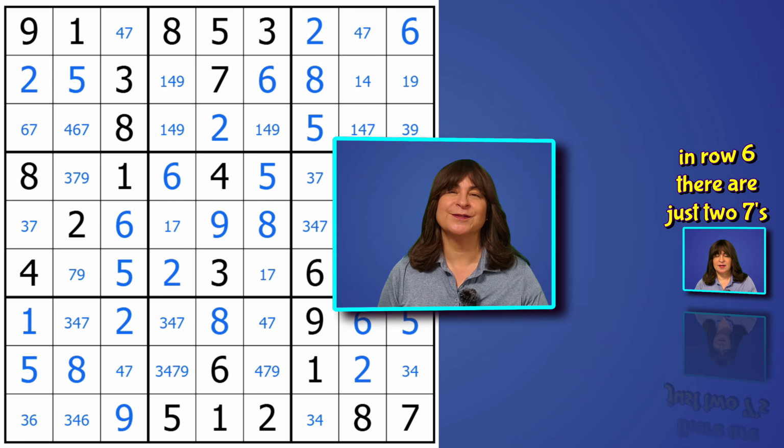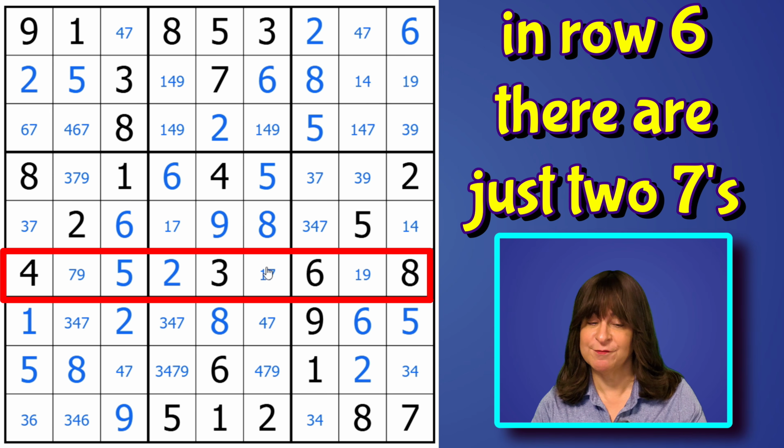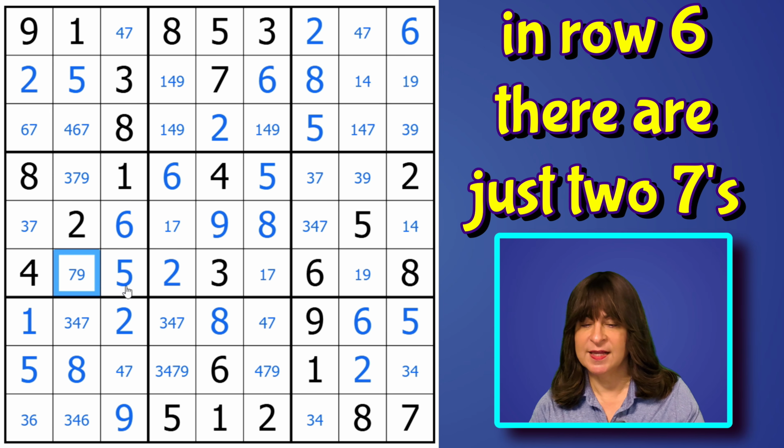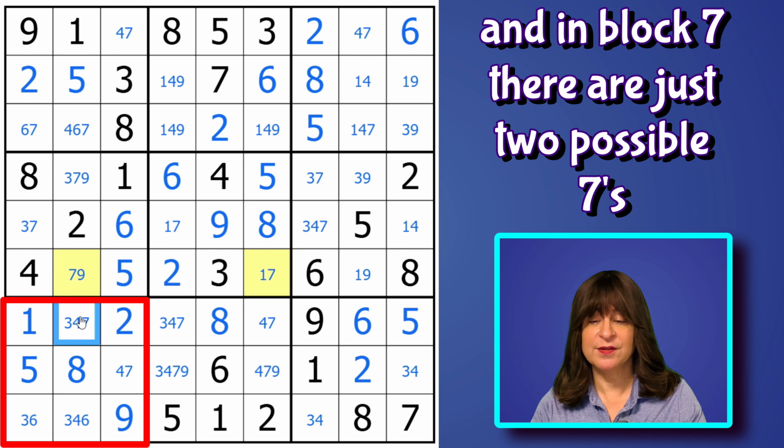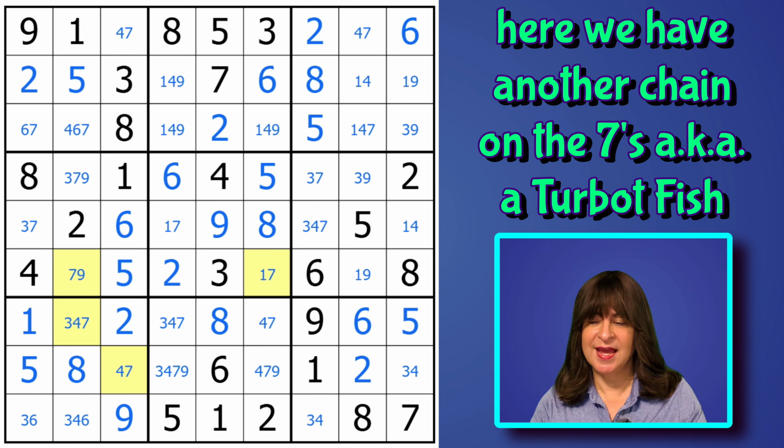That may be helpful. And I think, yes, this is another pattern on the 7s. Here in this row, there are just 2 7s. Let me highlight those in yellow. And in this block, there are just 2 possible 7s. Let me highlight those. So now we have another turbot fish. Again, it's actually just a fancy name for a chain. In this case, let's take a look at this 4-7 cell.